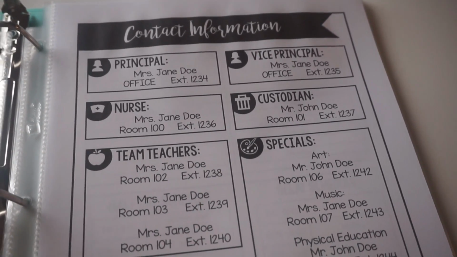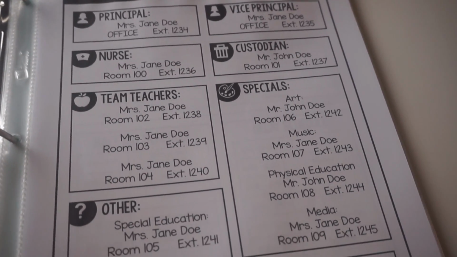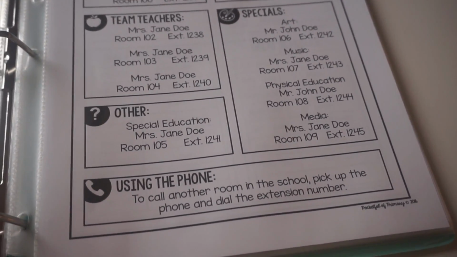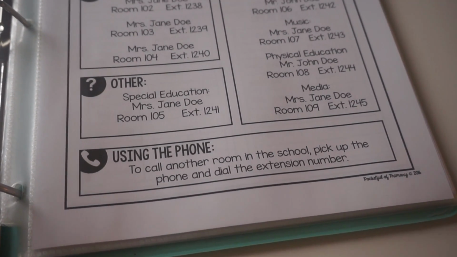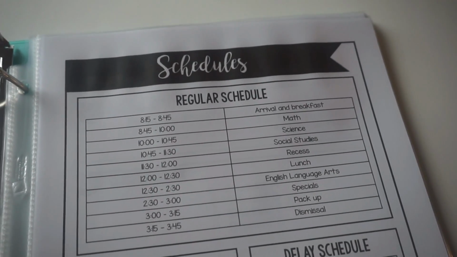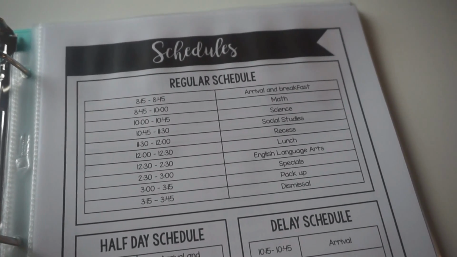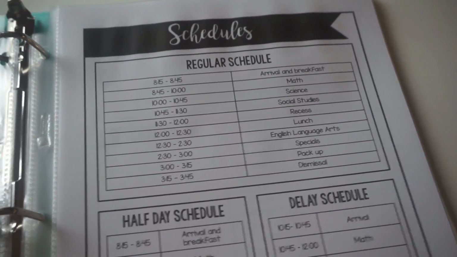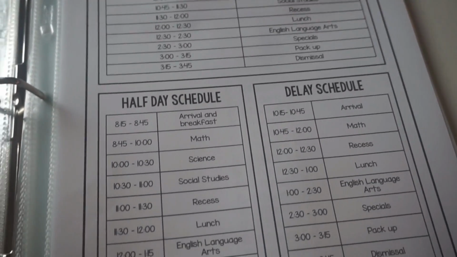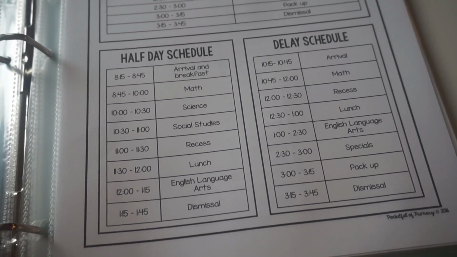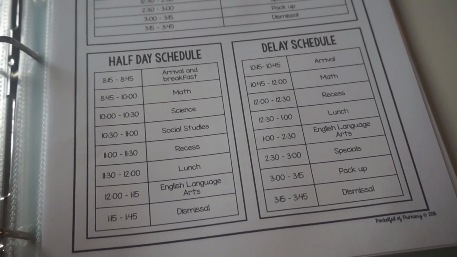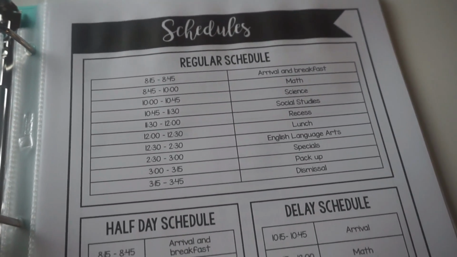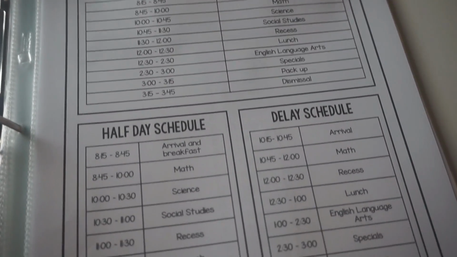I have the principal and vice principal, the nurse and custodian, all my team teachers, all the different specials, and then anyone else. I personally put special education there, and then I give them quick directions on how to use the phone. The next page is where I put my schedules. I do have my regular schedule. Personally, my school uses a 6-day cycle, so my page actually looks a little bit different. This is just a sample, but I also include schedules for half days and for any delays, because we have either 1 or 2 hour fog delays. I like to include the different schedules because you never know when you might be absent and what could happen on that day.